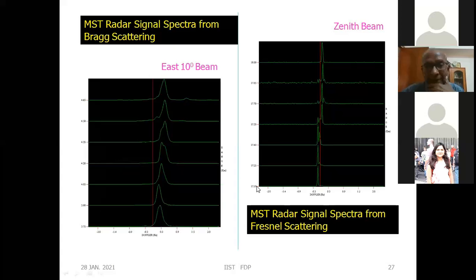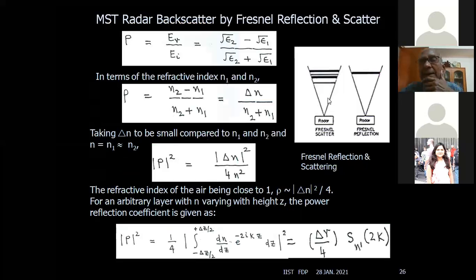Okay, I skipped one. This is actually the difference between a Fresnel reflection and a Fresnel scatter. If there are multiple layers within your radar beam, then it is called Fresnel scatter. You will get a partial reflection from each one of these layers, and they all add up at the receiver. And if there is a single inversion layer or single stratified layer of refractive index, then you will get a partial reflection. Partial reflection is a Fresnel reflection.